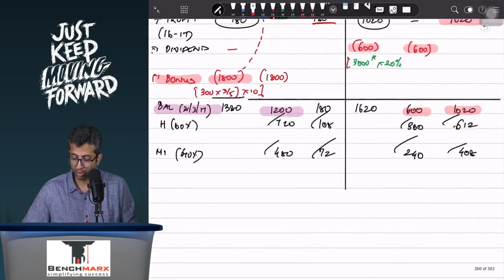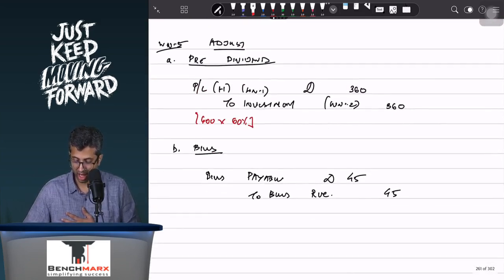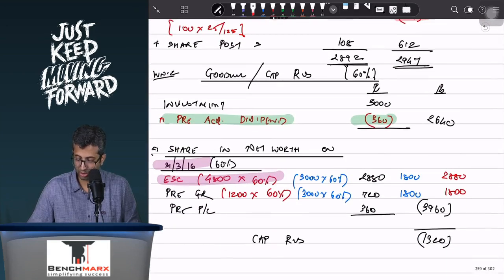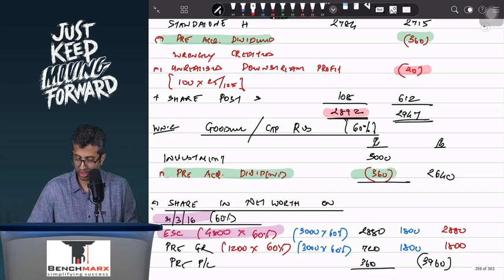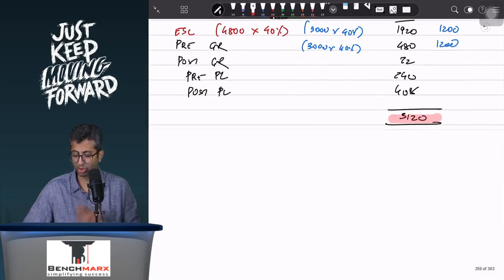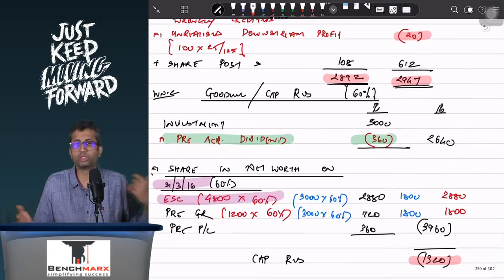You will put these numbers, and I think then your working is a standard working where you will calculate a capital reserve of 1320, 2892 and 2947, and then minorities interest as 3120 and prepare the balance sheet. So bonus over here worked in the usual way.